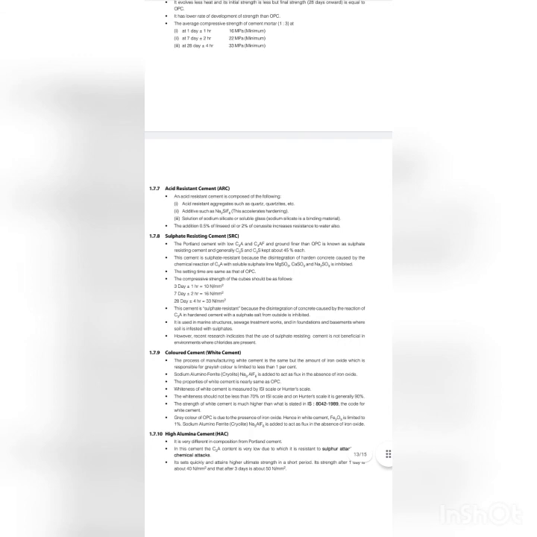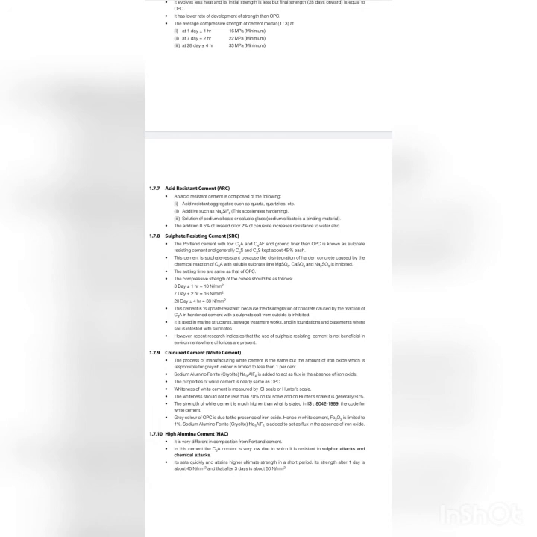Then we can see acid resist cement. Acid resist cement is composed of the following: acid resist aggregates such as quartz, quartzites, etc. Additives such as Na2SiF6, solution of sodium silicate or soluble glass. The addition of 0.5% linseed oil or 2% cerusit increases resistance to water also. Then we can see sulfate resist cement and colored cement, which is white cement also.